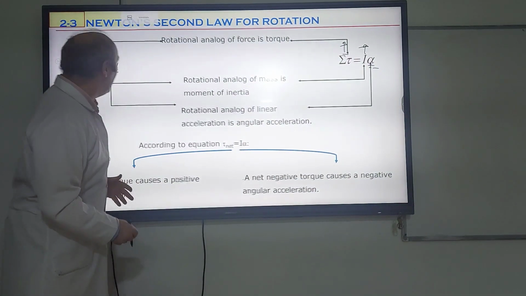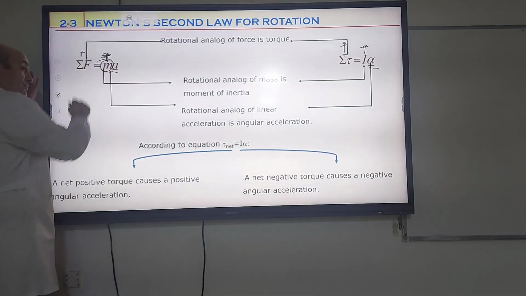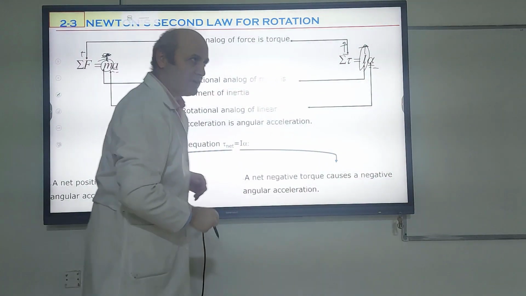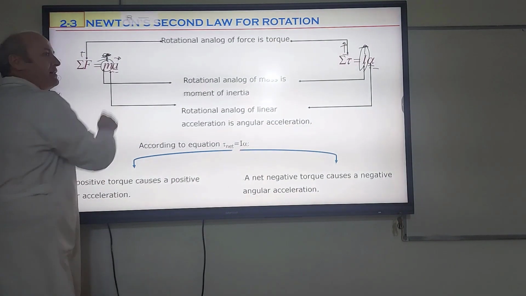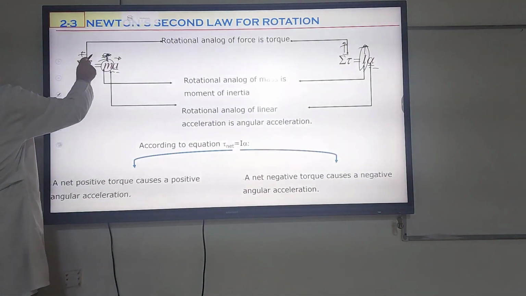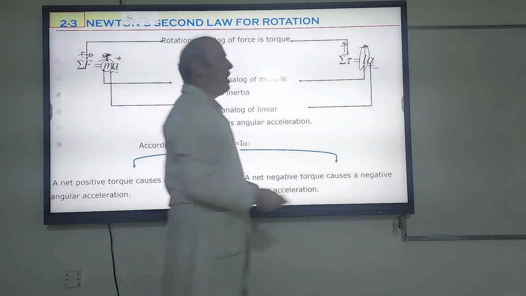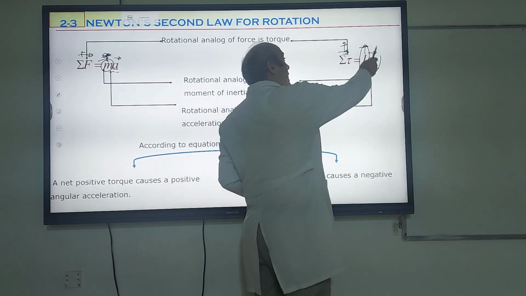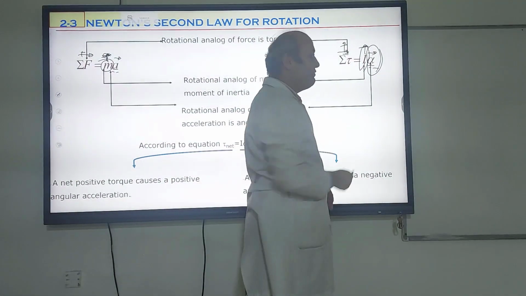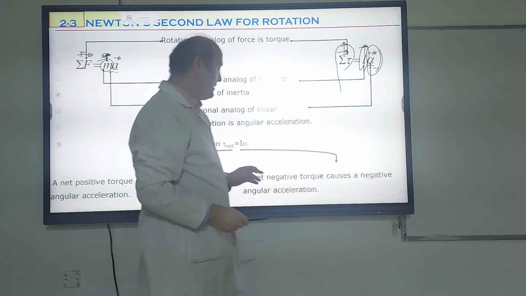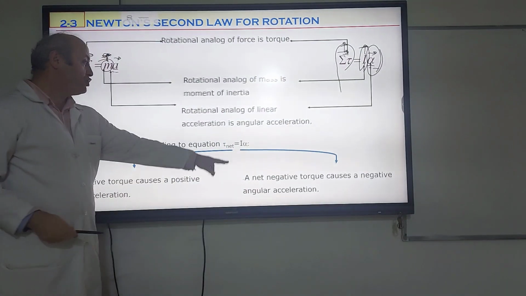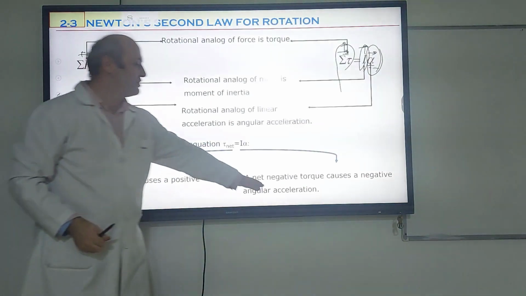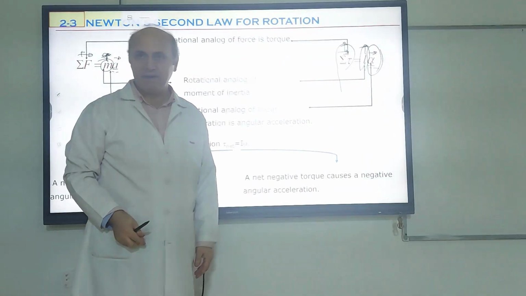And just like here, mass is a scalar quantity, moment of inertia is also a scalar quantity. Just like here, acceleration is a vector quantity, the linear one, and force is a vector quantity. Here also the same: alpha is a vector quantity, torque is a vector quantity, and whatever the sign of alpha is, force and torque will have the same sign. So a positive net torque produces a positive angular acceleration alpha. Negative net torque produces a negative angular acceleration alpha. Okay?